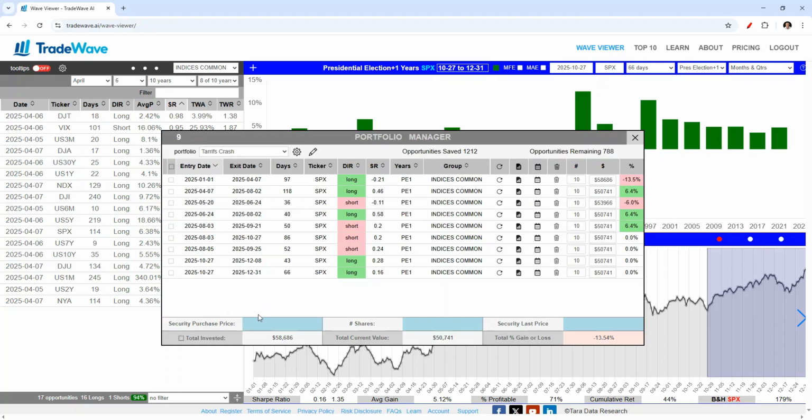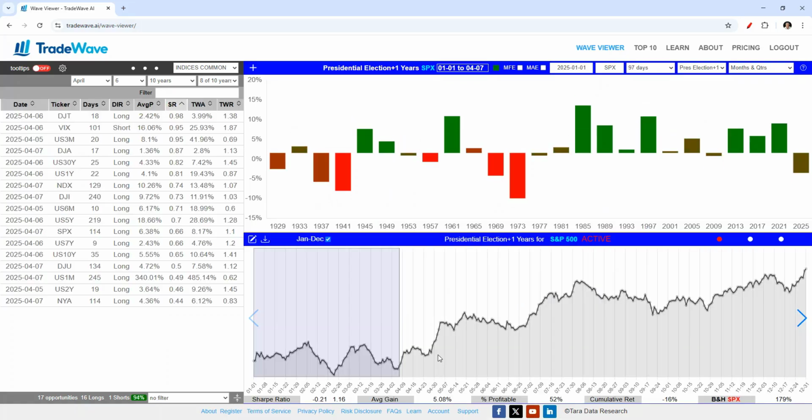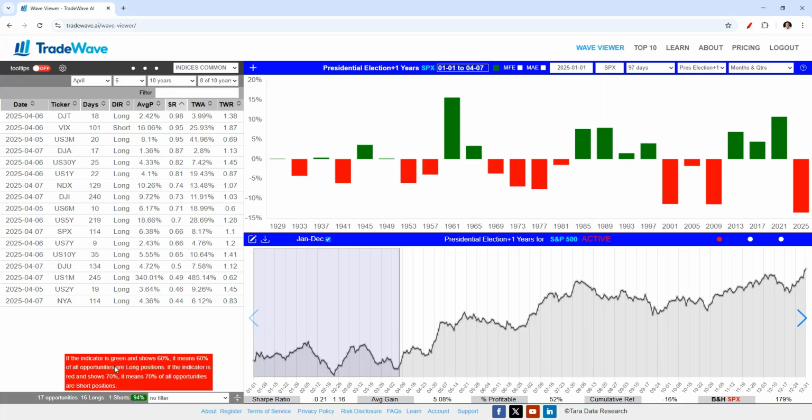So I've saved these date ranges when I was doing the analysis, so I can quickly pick them. Let's pick the first one. Here's the first one to look at. I've selected presidential election plus 1 because that's the year we are. PE plus 1 for the date range of beginning of the year until the 7th of April.